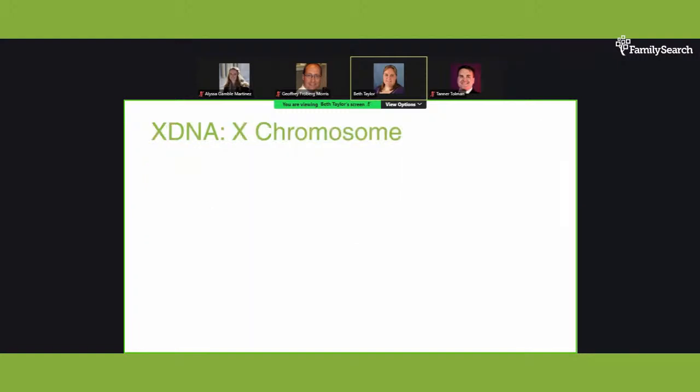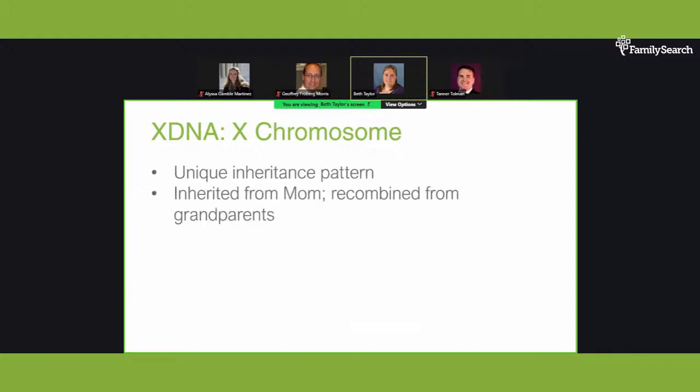Okay, so that's autosomal DNA. The last type of DNA that we will talk about with genealogy is xDNA. Now, xDNA isn't discussed as much, but just keep in mind that xDNA has a unique inheritance pattern. The way it's inherited is kind of unique. So again, xDNA is the X chromosome. It has that unique inheritance pattern.